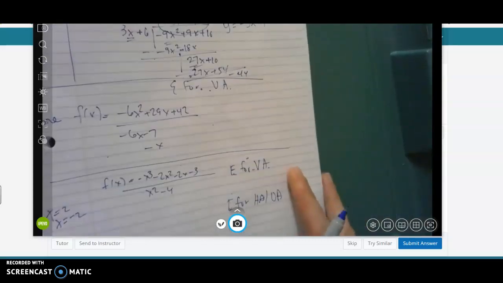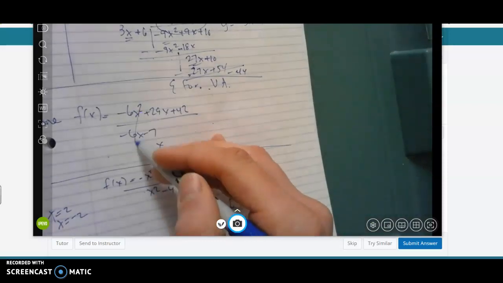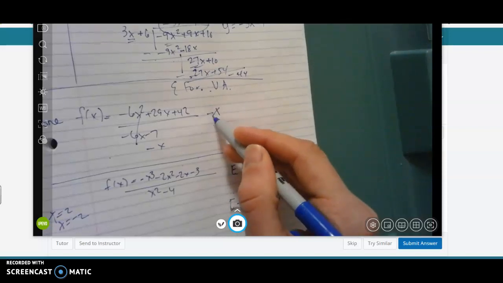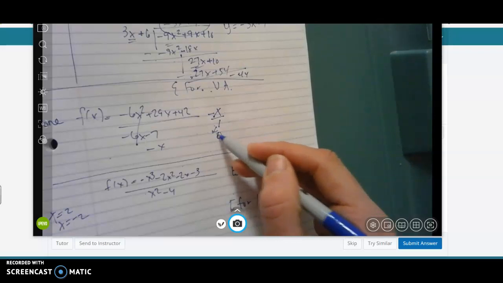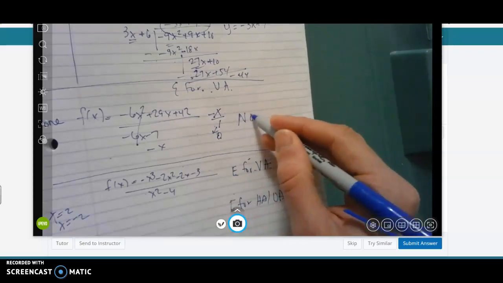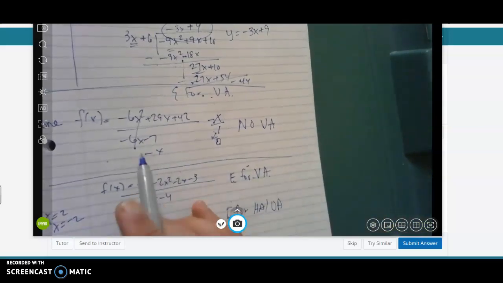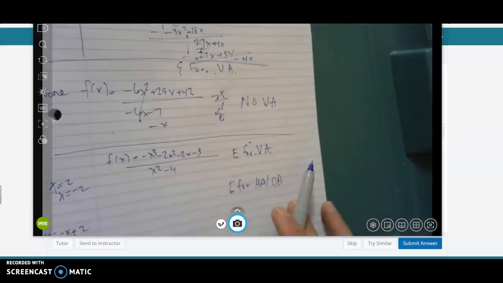Now right here we're asked for an equation for a vertical asymptote. Well, after we divide out common factors of negative 6x, we're going to get a negative x in my numerator. So in my denominator, I'm going to have a 1. So this cannot go to 0. Therefore, I'm going to have no vertical asymptote. Okay? Remember to factor out any common terms first before we try to set the denominator equal to 0.